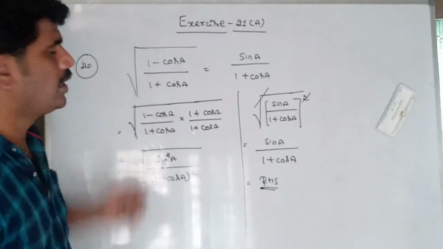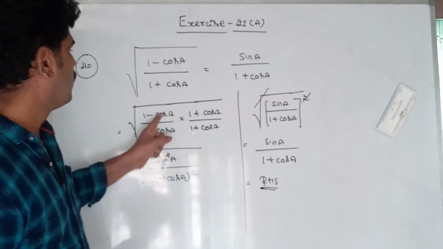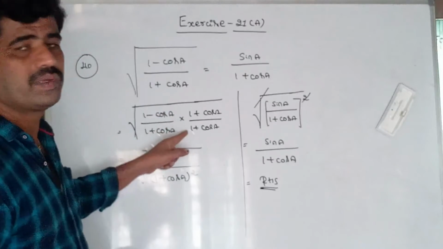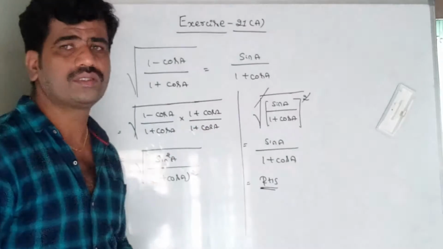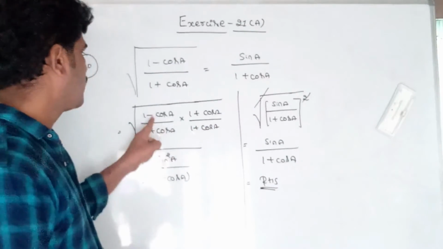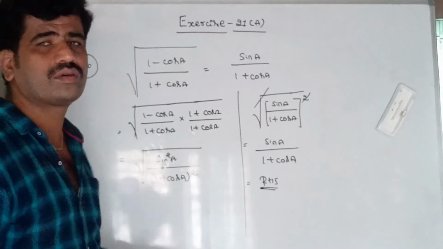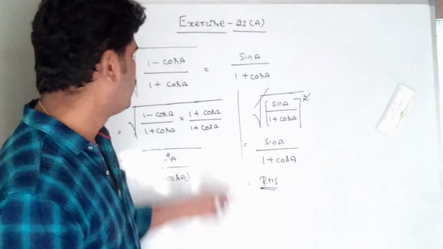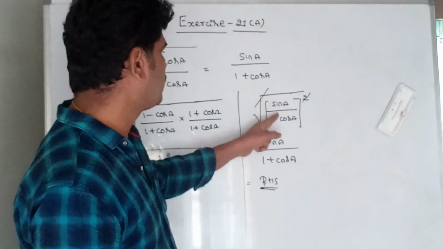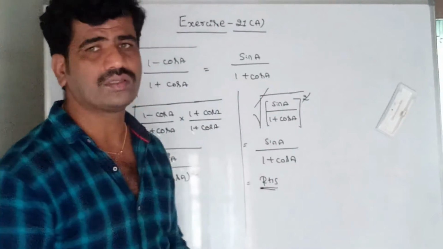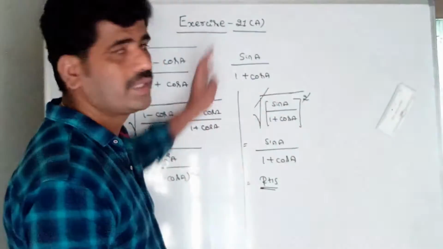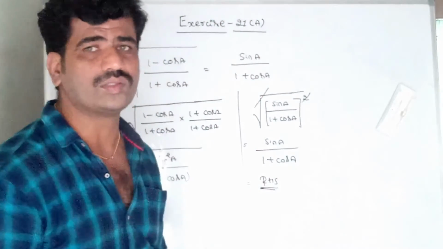So what did I do here? First I have taken the LHS, 1 minus cos A divided by 1 plus cos A, and multiplied by 1 plus cos A by 1 plus cos A. Then 1 minus cos A into 1 plus cos A is sin square A, and 1 plus cos A into 1 plus cos A is 1 plus cos A the whole square. Then square and root get cancelled here. The remaining thing is sin A by 1 plus cos A. It's very simple. On the basis of RHS, take the conjugate.